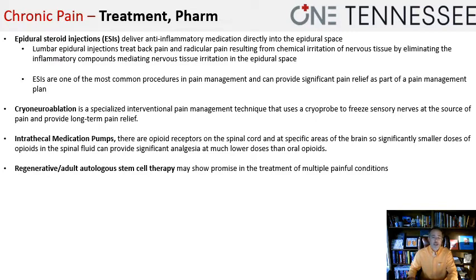There's also intrathecal medication pumps, as mentioned with baclofen. There are also opioid receptors on the spinal cord and at specific areas of the brain, so significantly smaller doses of opioids in the spinal fluid can provide significant analgesia at much lower doses than can be achieved with oral opioids. There's also regenerative adult autologous stem cell therapy. This is a relatively newer treatment modality, but it does show promise in the treatment of multiple painful conditions.